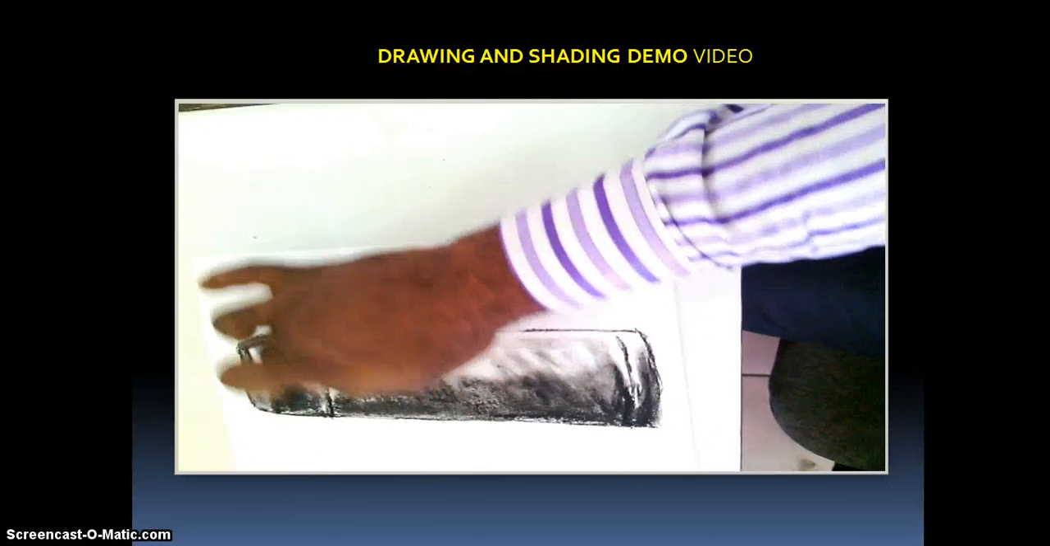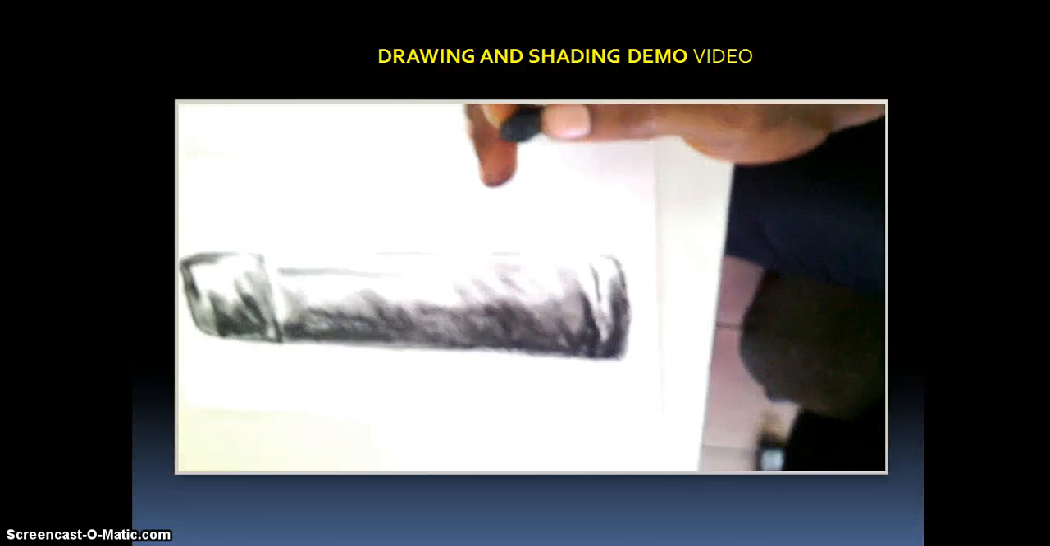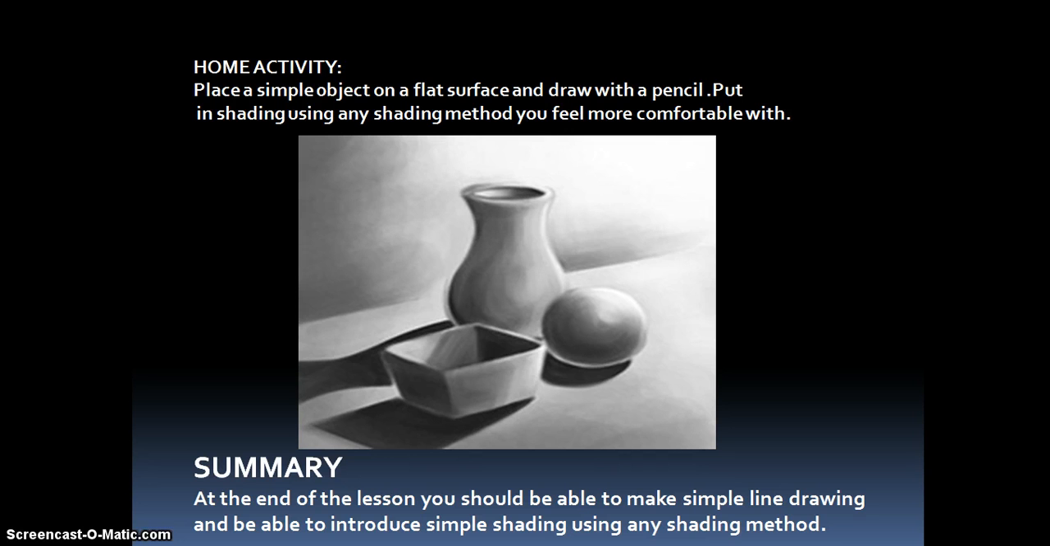Can you identify the image? Okay. So you can see how this other image has been created using the smudging, rubbing, blurring technique.